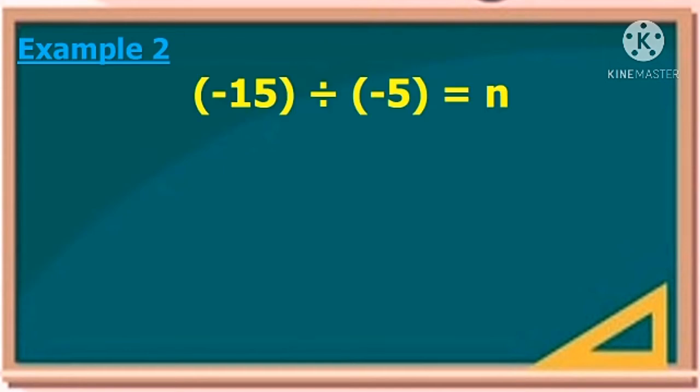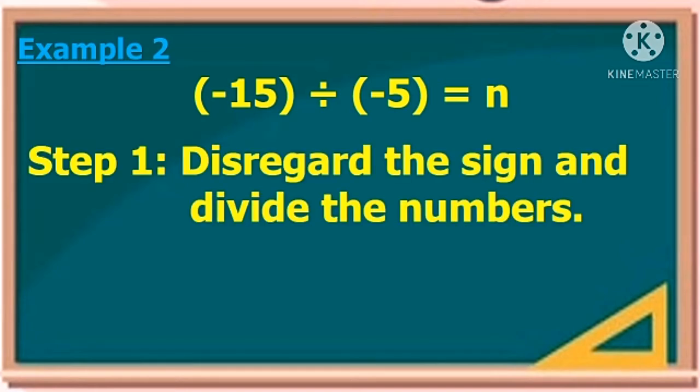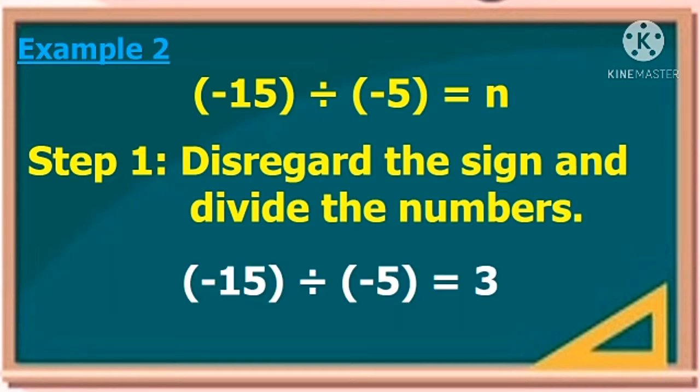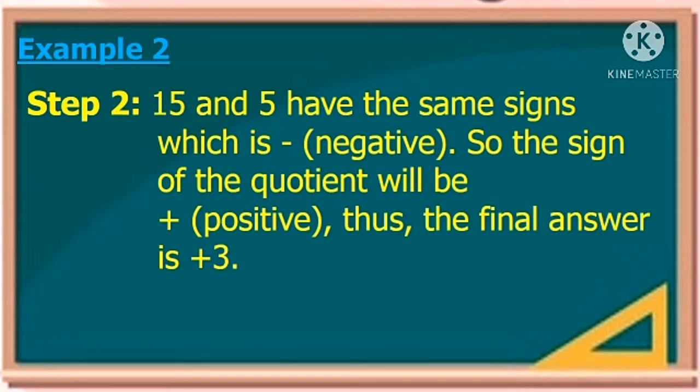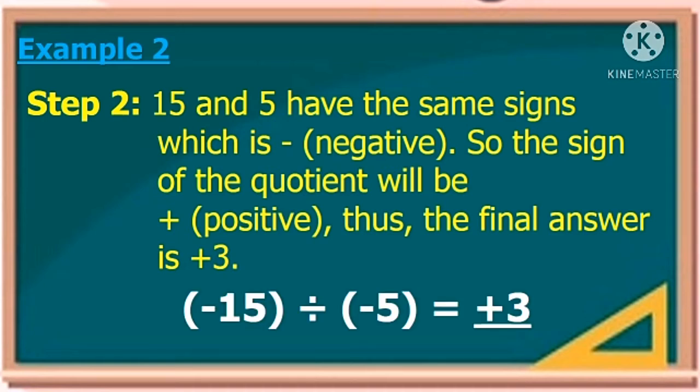Example number 2. Negative 15 divided by negative 5 equals n. Step 1. Disregard the sign and divide the numbers. We have negative 15 divided by negative 5 equals 3. Step 2. 15 and 5 have the same signs, which is negative. So, the sign of the quotient will be positive. Thus, the final answer is positive 3. So, negative 15 divided by negative 5 equals positive 3.